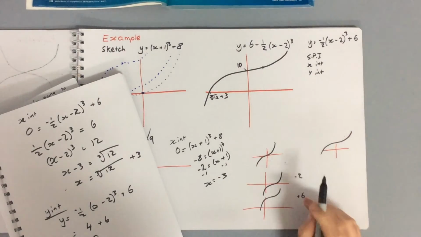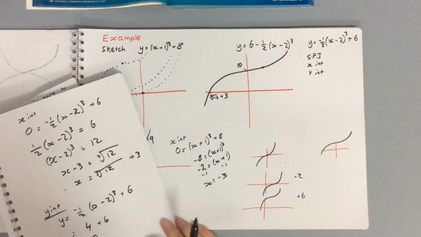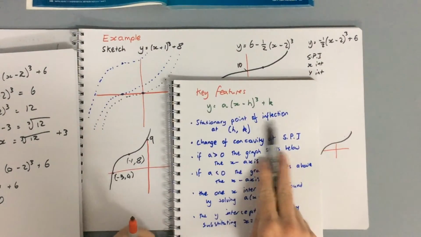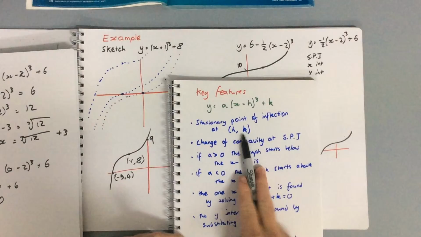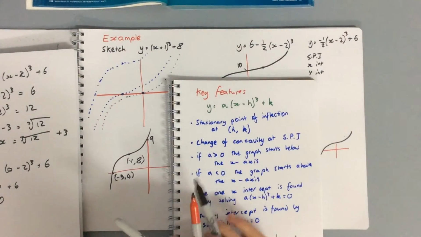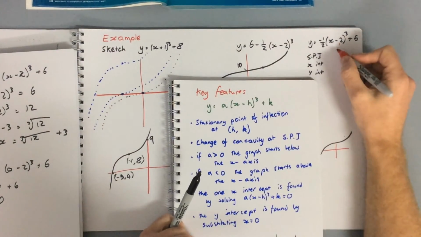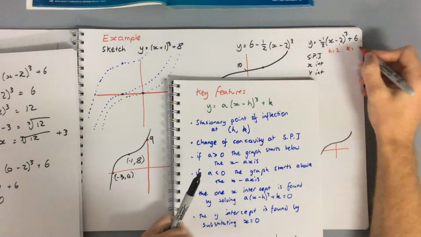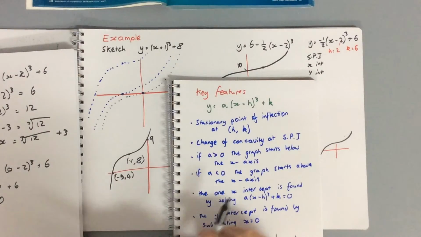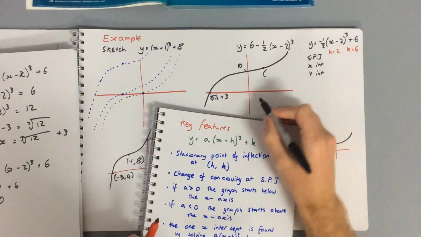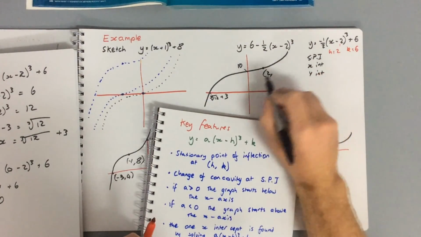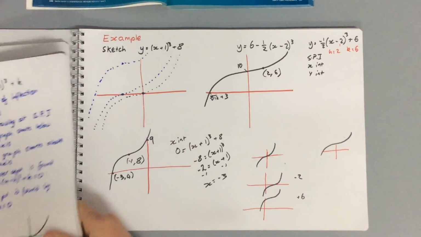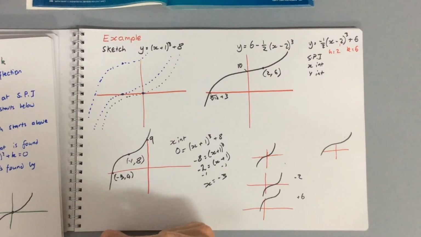Just need to find this stationary point of inflection. If you remember from our key features, the stationary point of inflection is at (h, k). h is 2 and k is our constant, which is 6. So the stationary point of inflection is going to occur at (2, 6). So that's graphing cubic functions.